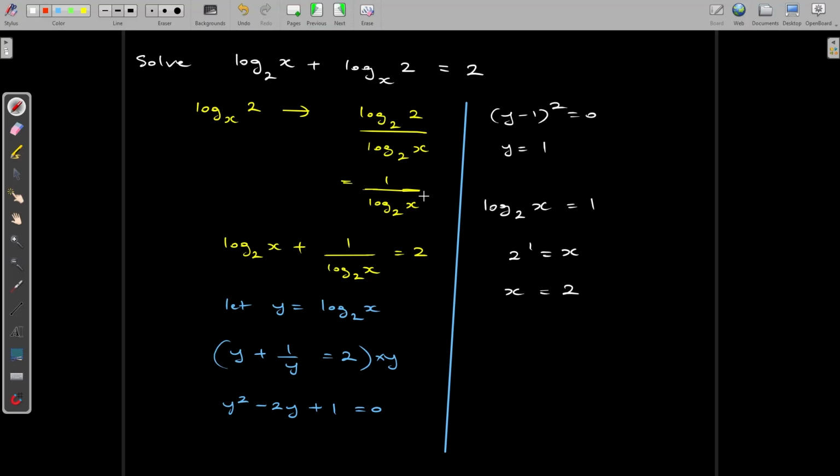Yes, sir. Because if we were to replace this with a 2 here and this with a 2 here, this is just 1 and this is just 1. 1 plus 1, 2. So that's how we can verify our answer.